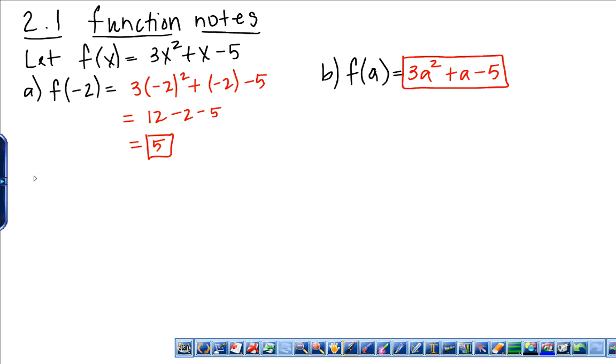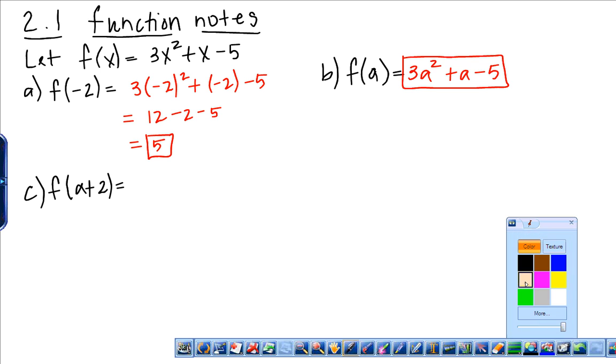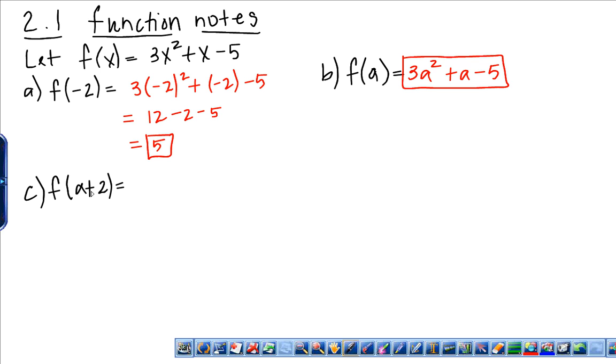Okay, the next one, C. How about I say f of a plus 2? Hopefully y'all are kind of rushing through these. Let's substitute an a plus 2 in. Now the biggest thing I think people forget is right here. I'm going to have to distribute, or I'm going to have to FOIL. And I'm going to try to do that at the same time.